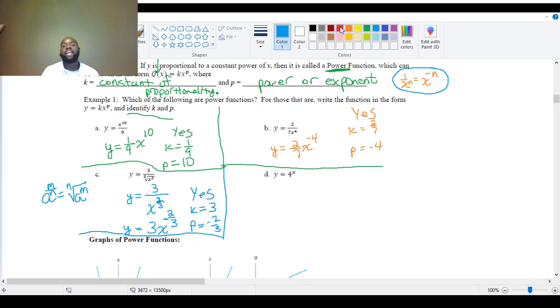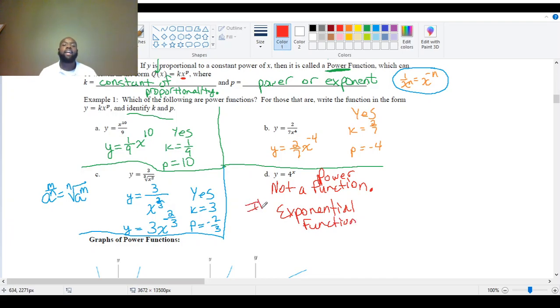And now we go to part D here. I have y equals 4 to the x. Well, power functions have x as your variable raised to a power. Here, this is a number raised to a variable. This is not a power function. It's actually an exponential function. Exponential functions are not power functions. So there's no k and p to look at here. That's not a power function.